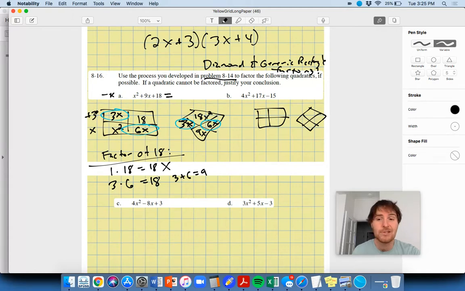x plus 3 is really the only thing that can go there, and x plus 6. There we go. x plus 3 times x plus 6. Good to go. 6 times 3, 18. 6 times x, 6x, x times 3. There we go, so that's what we got. All right, we've got ourselves a product. We have finished factoring that one.